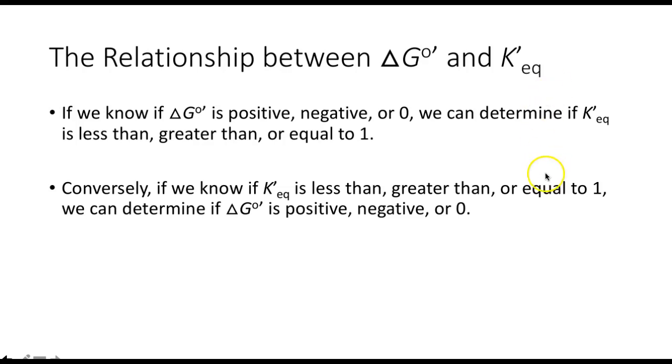And what we're going to see in this presentation is that if we know the sign of the standard free energy change, that is, if we know that delta G naught prime is positive, negative, or 0, we can determine whether the equilibrium constant is less than 1, greater than 1, or equal to 1. On the flip side, if we know that the equilibrium constant is less than 1, greater than 1, or equal to 1, we can determine unequivocally if the standard free energy change is positive, negative, or 0. And we're not going to do any calculations. We're just going to be comparing standard conditions to equilibrium conditions.